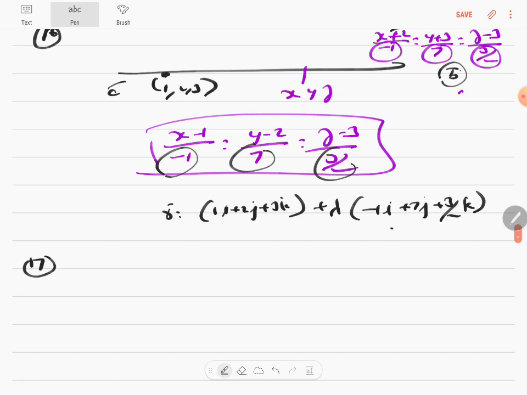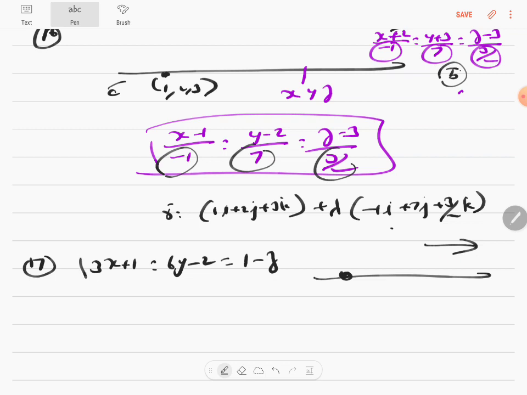I'm doing only selected sums from Adishama. The Cartesian equation of the line is 3x plus 1 is equal to 6y minus 2 is equal to 1 minus z. Find the fixed point through which it passes. So they're asking the point through which it's passing, the direction ratios, and also its vector form.